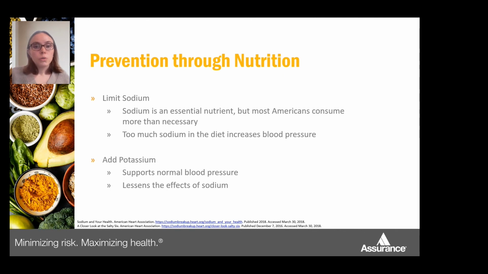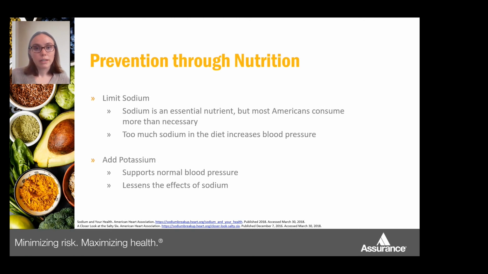Okay, so we're also going to limit sodium. So we do need some sodium in our diet. It is an essential nutrient, and it's used for different functions in our body. So it helps our cells uptake nutrients and water. It helps our nerves carry messages between the brain and our body. And it also helps control our internal fluid balance as well. So again, we do need a little bit of sodium. However, most of us eat too much sodium throughout our day.